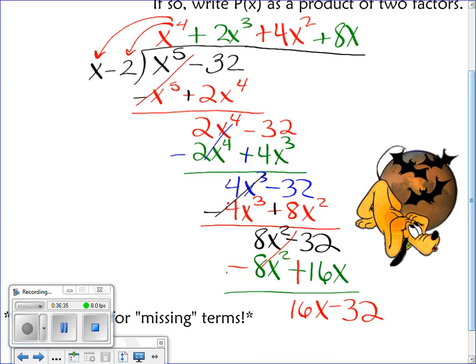Yep. So multiply by 16, by plus 16. I'll agree with that. I know. Plus 16, we multiply by 16.